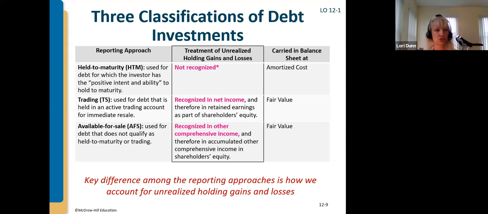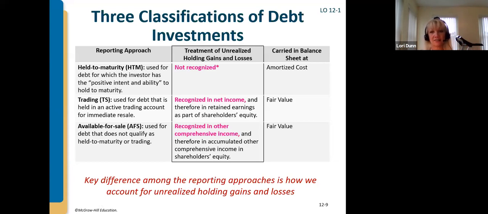We have 2 extreme categories and then one in the middle, the catch-all. So the first extreme is actually the second one. That's the first one I'm going to talk about. It's called the trading category. Now, I didn't make these up. These categories were made up 20 years ago in the mid-1990s by the FASB. I was already out of college when they came up with these different categories, and they're standard names we use.